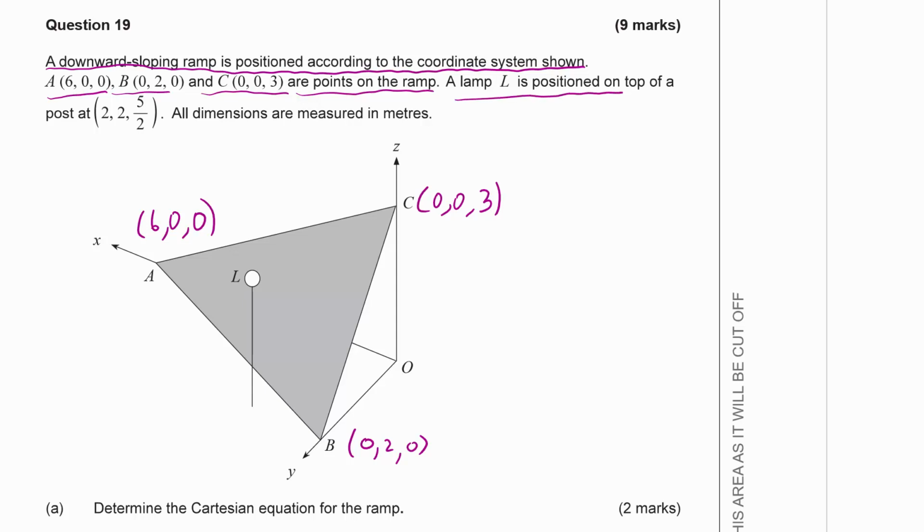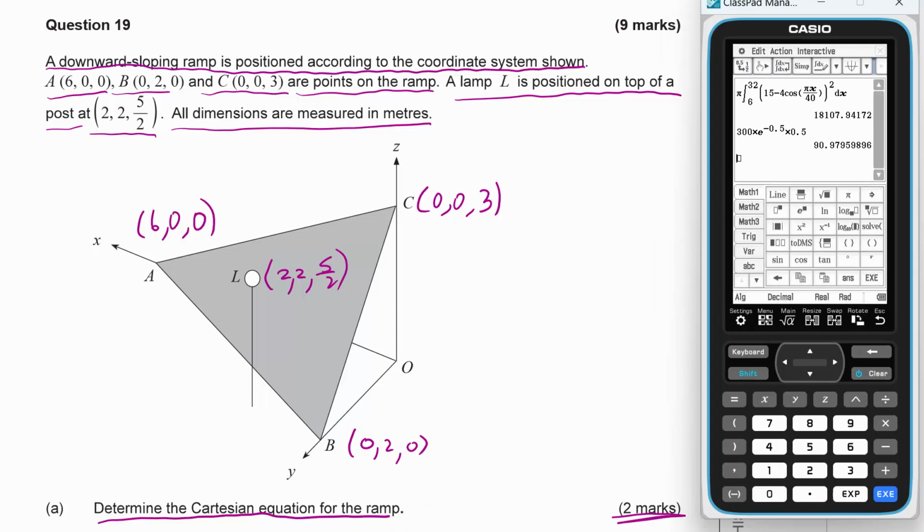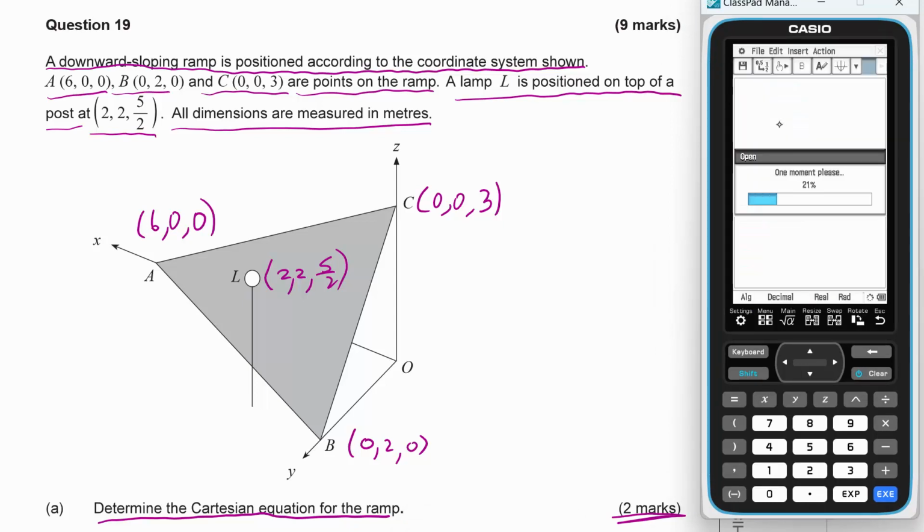And a lamp L is positioned on top of a post at (2, 2, 5/2). All dimensions are measured in meters. So the lamp here is at (2, 2, 5/2). Determine the Cartesian equation of the ramp. And note they're only giving us 2 marks for that, and that is because they know that we are just going to go and use the calculator for that one.